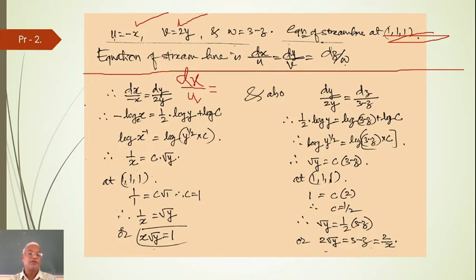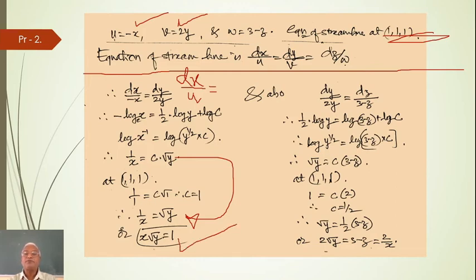So what happens is 1 by x, 1 by 1 is equal to c root of c equal to 1. 1 by x is equal to root y. So from this I can write this. So the equation becomes x root y equal to 1. This is the equation of the potential line.